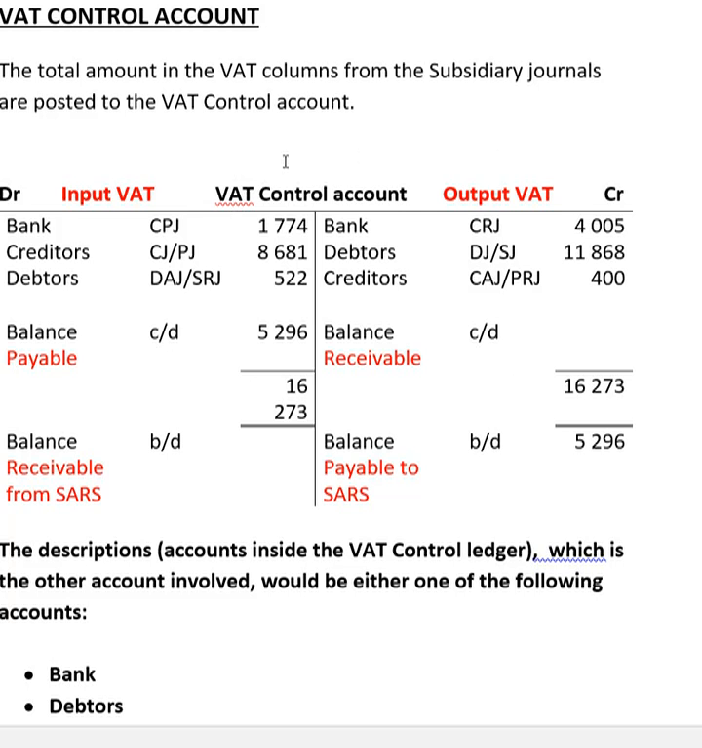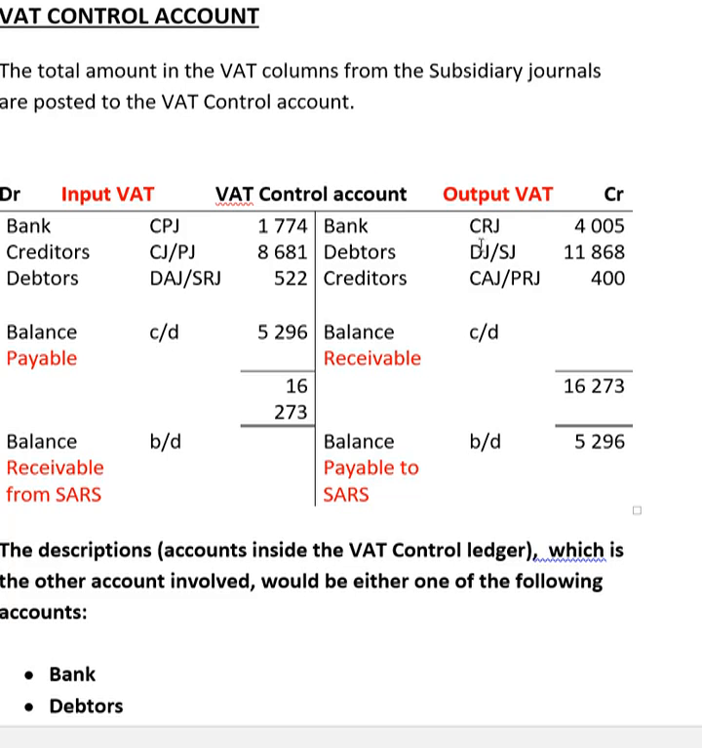We will be opening up the VAT control account, which consists of input and output VAT together. If we can just recap, input VAT is the VAT on all our purchases and our expenses, and output VAT is the VAT on all our sales and our incomes. So, when we post from the subsidiary journals to the VAT control account, we will see if we are dealing with a subsidiary journal that has to do with sales or a subsidiary journal that has to do with purchases.